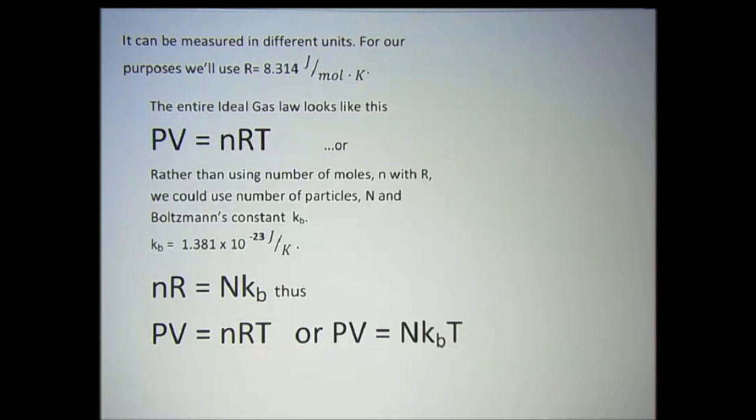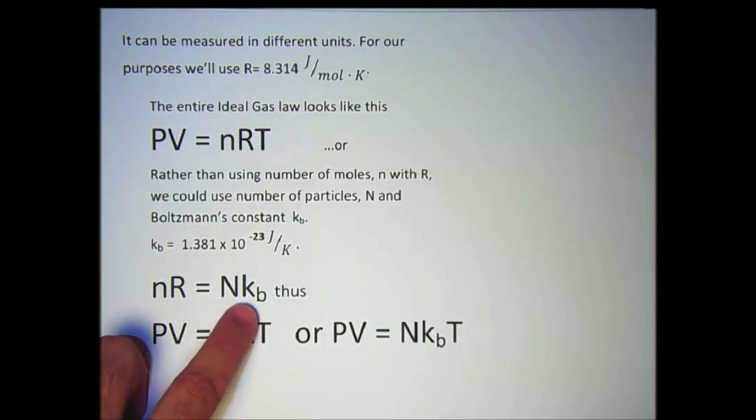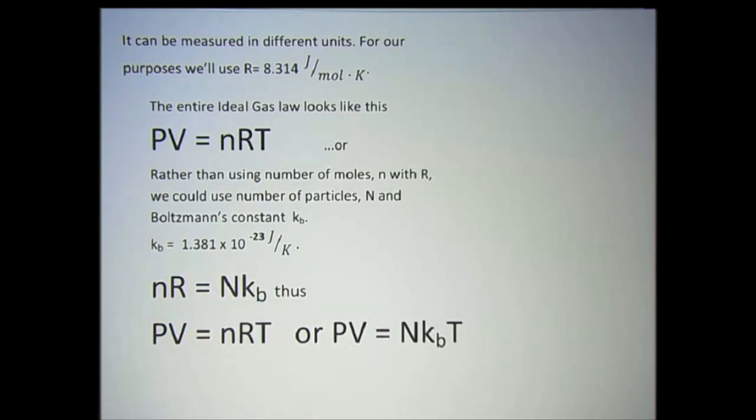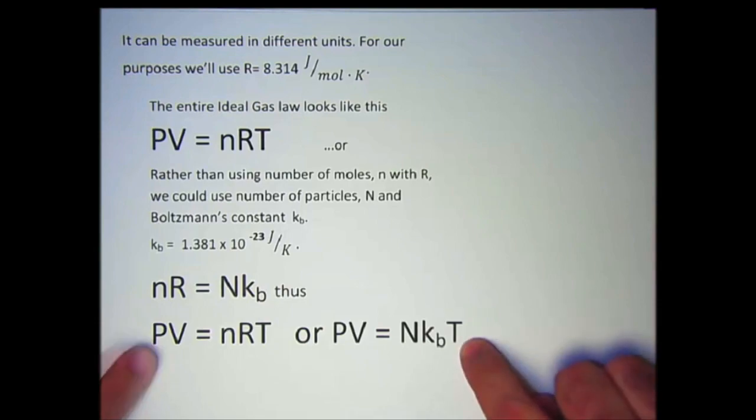Rather than using number of moles, little n, with a big R for gas constant, we could use the number of particles, capital N, and Boltzmann's constant, Kb. They are equal to each other. If you take the number of moles times the gas constant, you get the same thing as taking the number of particles times Boltzmann's constant. Thus, there are two different ways of writing the ideal gas law. The first one, with a little n number of moles, and the second one, big N number of molecules.